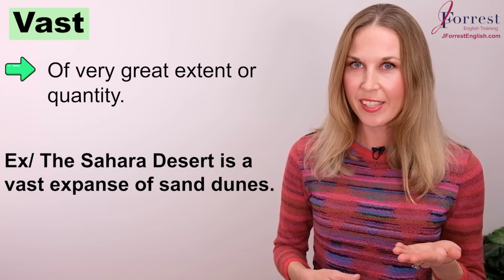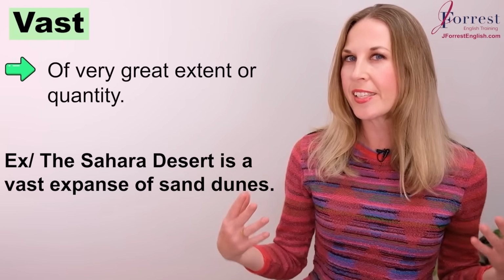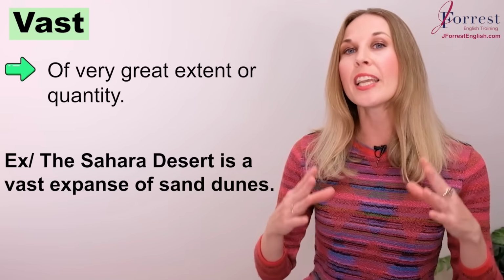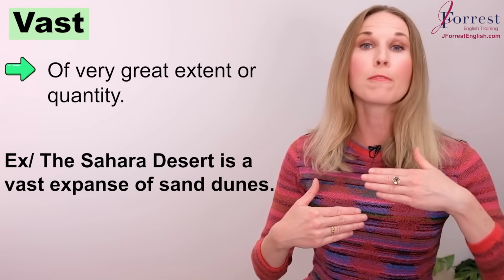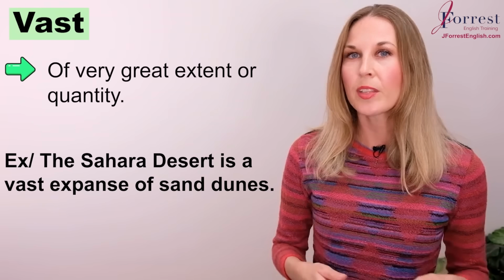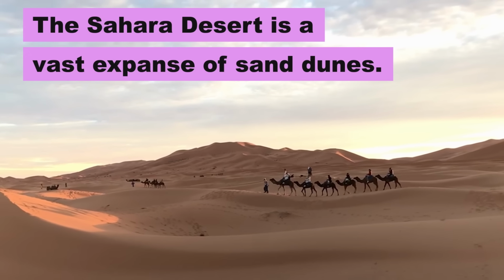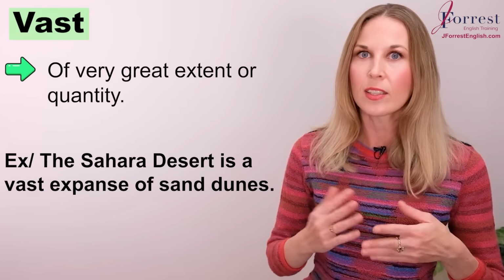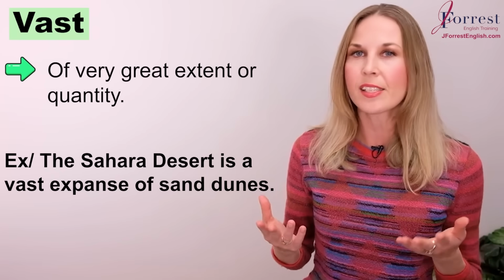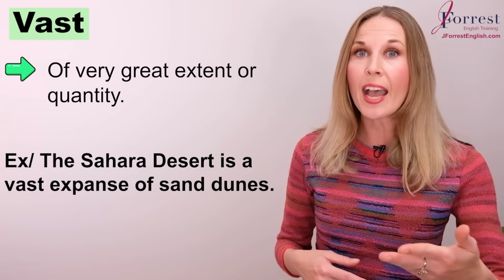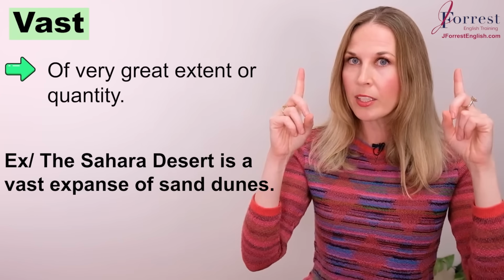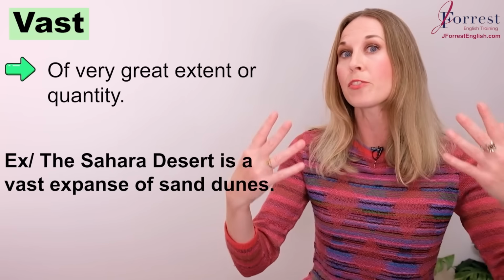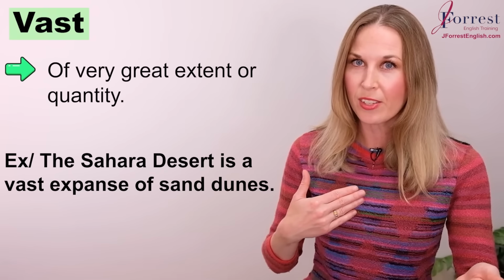Vast. This means a very great extent or quantity. So when I hear vast, I know that the extent is very great. For example, the Sahara Desert is a vast expanse of sand dunes. So of course I know there are sand dunes in the desert. I know there are many sand dunes. But when I hear vast, the image I have in my mind all of a sudden changes, and I see sand dune after sand dune after sand dune because it's vast.